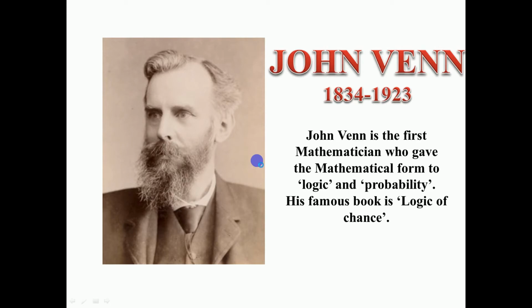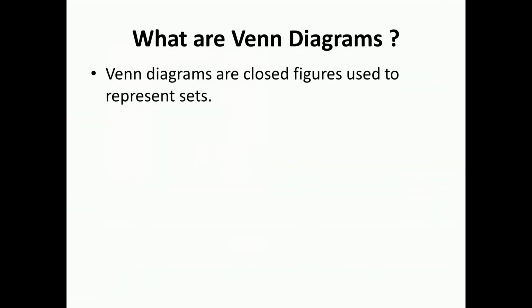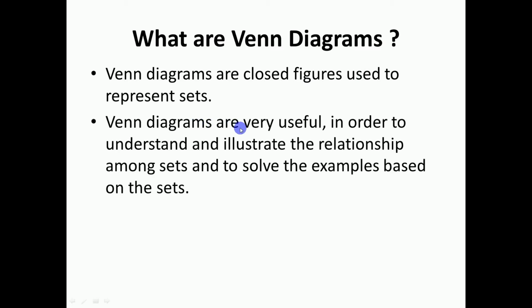Now let us have a look at the definition. The definition goes like this: Venn diagrams are closed figures used to represent sets. These are very useful in order to understand and illustrate the relationship among the sets and to solve problems based on the sets.